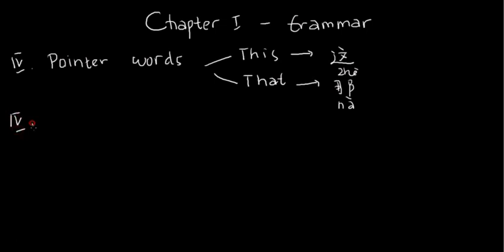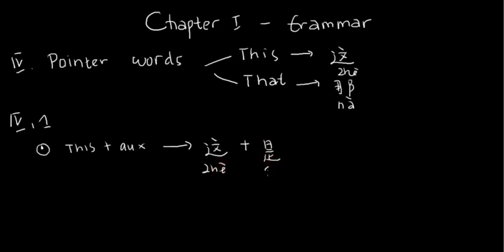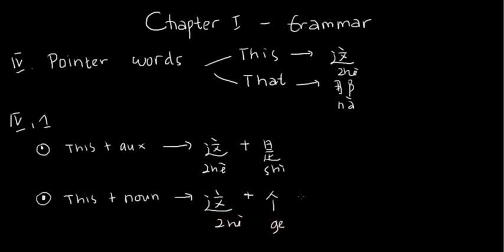First one, if you want to construct a sentence that is a pointer plus an auxiliary verb, for example, this is, you can just write it with this construction, 这 plus 是. But if you want to put a noun after the pointer, it's a bit different and a bit longer. You cannot directly write 这 followed by 是, but after 这 you need to add 个. So 这个, and then followed by the noun, and after that you write 是.